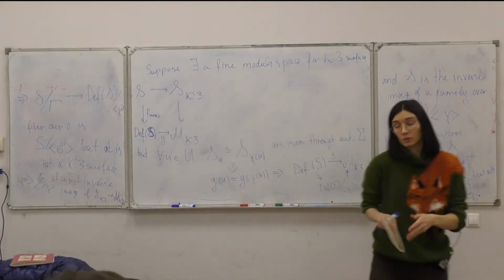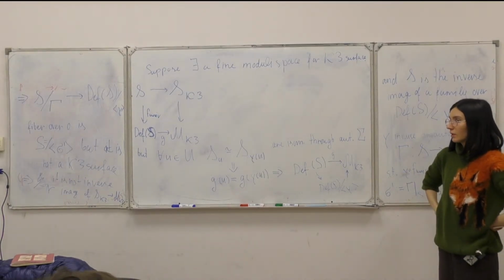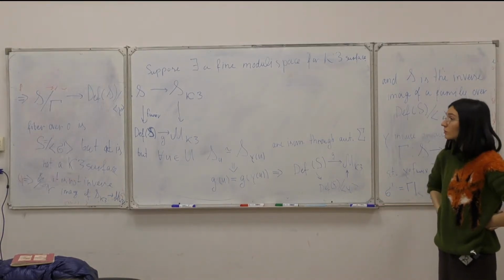So that's the problem. But okay, maybe the only thing that you should remember is that if you have an automorphism, you can't hope to have a universal family.